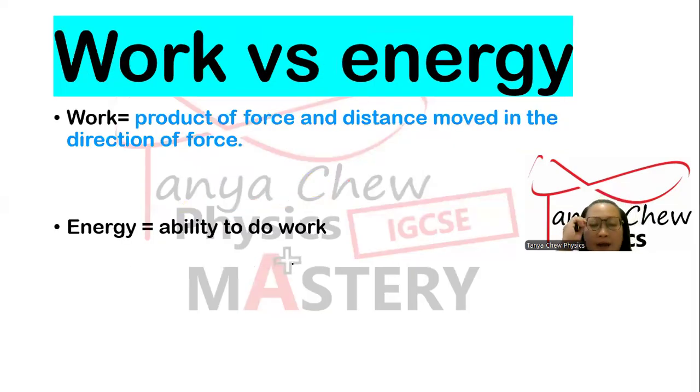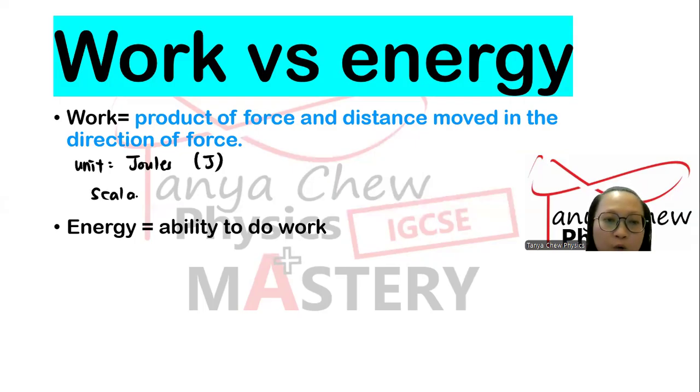Now, work and energy. Work is defined as the product of force and distance moved in the direction of the force. That also means that if I push you, I'm applying force on you, and you have to move in my direction, which is forward. If I pull you, you have to move in my direction. So the distance calculated is in the direction of the force. The unit of work is joules, remember, or capital J, and work is a scalar quantity.